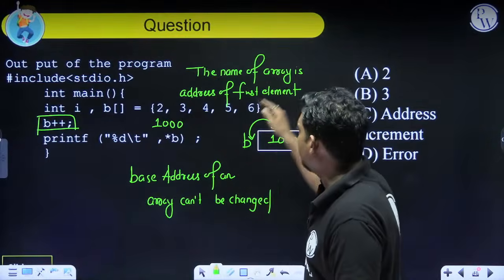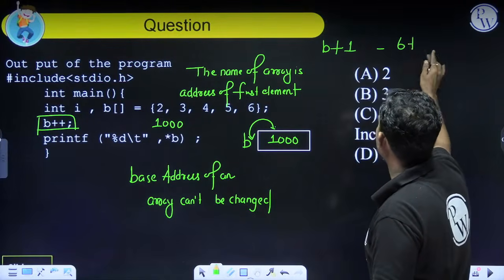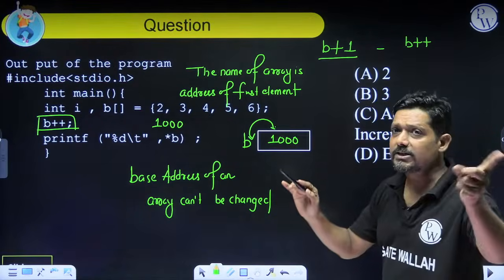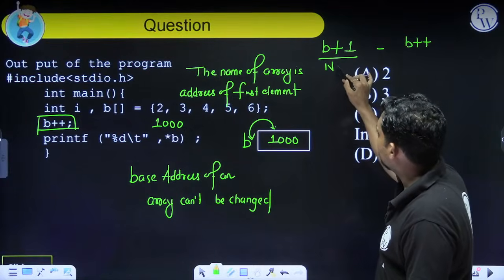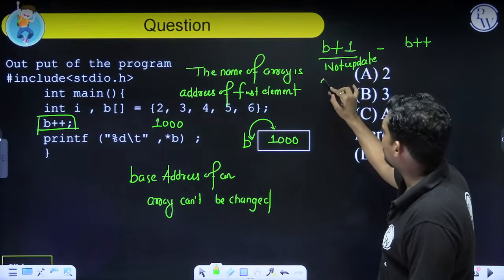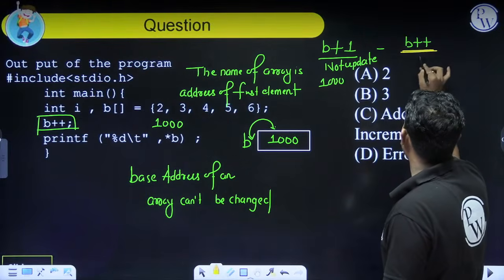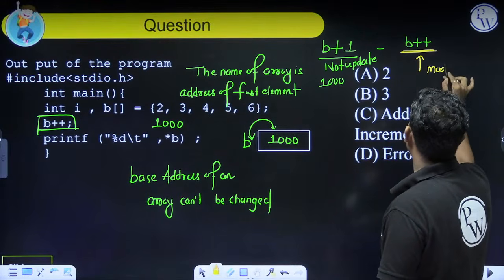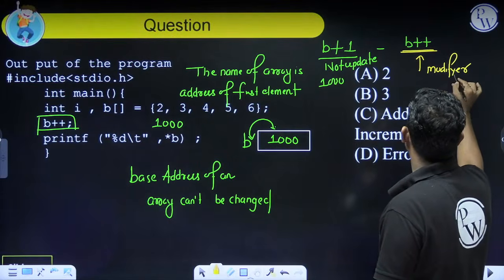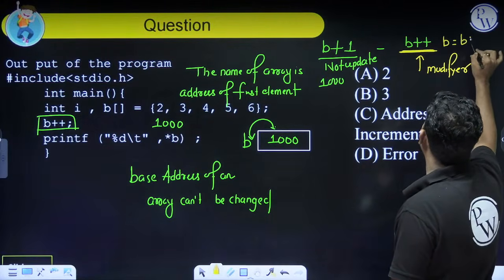There is a difference between saying B plus 1 and B plus plus. When you say B plus 1, it will not update B. B is still 1000 only. But when you say B plus plus, it is a modifier. It is like B is equal to B plus 1.